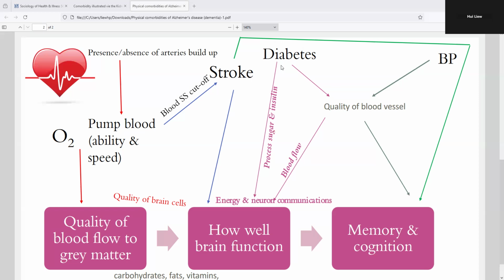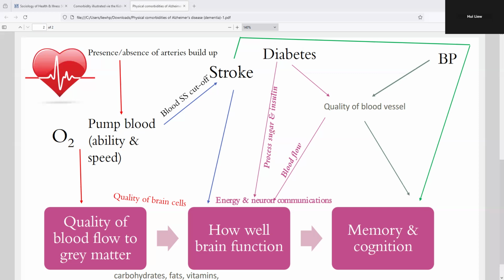And if the person is diabetic, it can affect the person's ability to process sugar and insulin. And these can affect energy and neural communications in the brain area. And this in turn affects how well the person's brain is going to function. And these may ultimately affect the person's memory and cognition. Another manifestation of comorbidity. And if the person has hypertension or high BP, it can also affect the person's memory and cognition through the quality of blood vessels. Another manifestation of comorbidity, this time between hypertension and cognitive health.